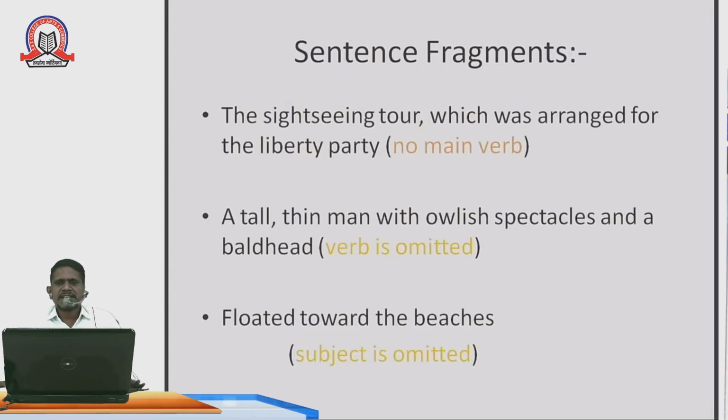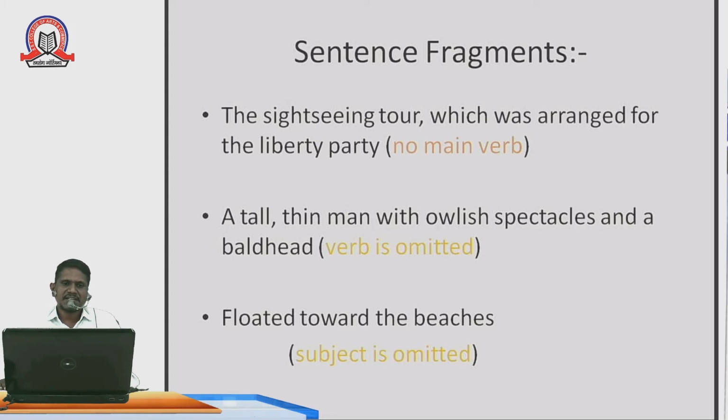Now see sentence fragmentation. How are we committing mistakes here, my dear students? Many persons are making some mistakes. What mistake here? For example: the sightseeing tour, which was arranged for the Liberty Party. So what is the mistake? Just I am giving in the brackets: main verb. There is no main verb.